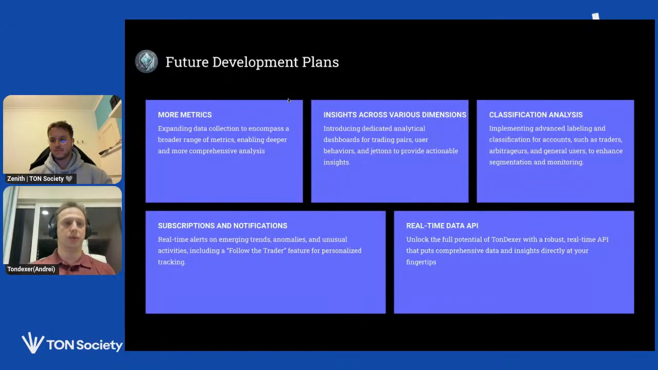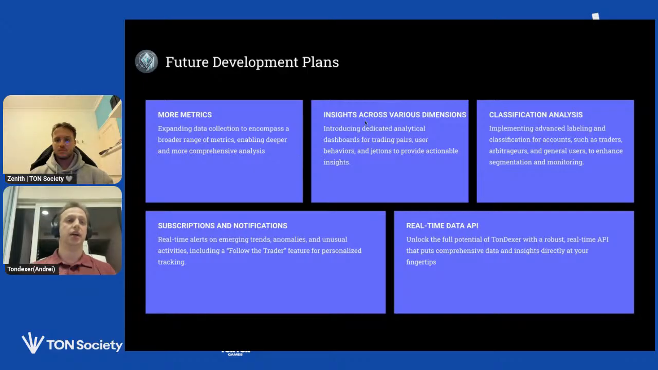Although we have a lot in mind for further development, even with the current data we have, we can show much more interesting metrics and provide and analyze insights across various dimensions. So we can come up with dedicated pages for trading pairs, pools, users, accounts. We should classify them. For example, we can identify traders, arbitrageurs, general users, or probably much more. And sure, we'll collect additional data such as liquidity, fees, yields, returns to be able to show a personalized view for a specific account.